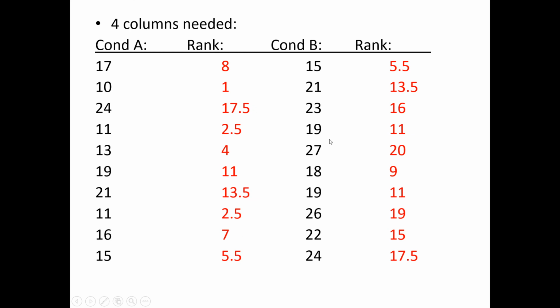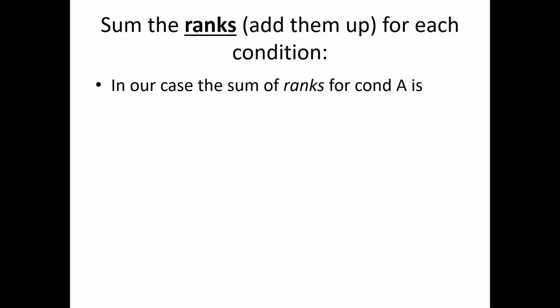And so you go along with your ranking until here is our highest score, 27, and our highest rank is 20. It's worked out quite nicely. But as I say, if you have a lot of tied scores, you might find that your highest rank is a little bit lower. What you do is sum the ranks for each condition.